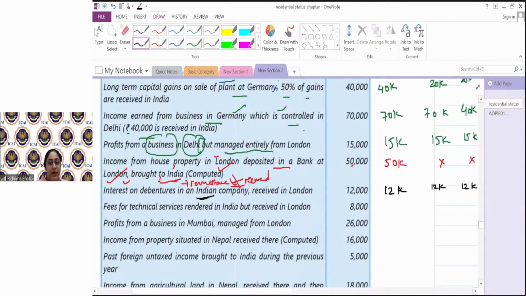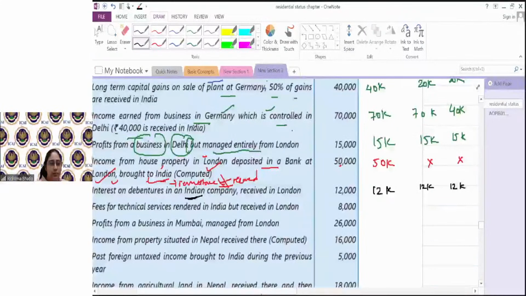Next, fee for technical services. Technical services rendered in India but received in London. Services rendered in India है but received in London है, does not matter. It is accrued in India, taxable in everyone's hand.